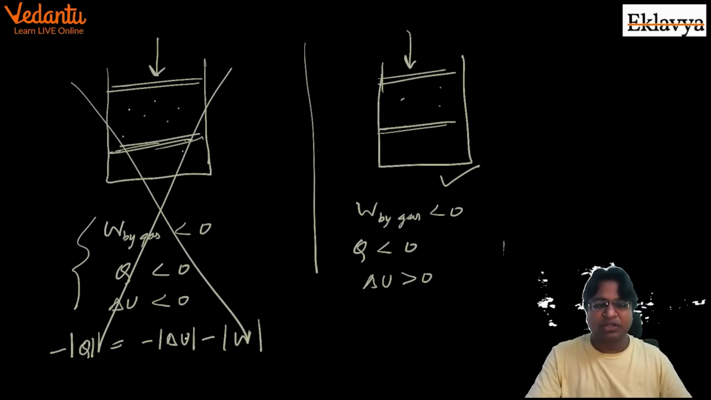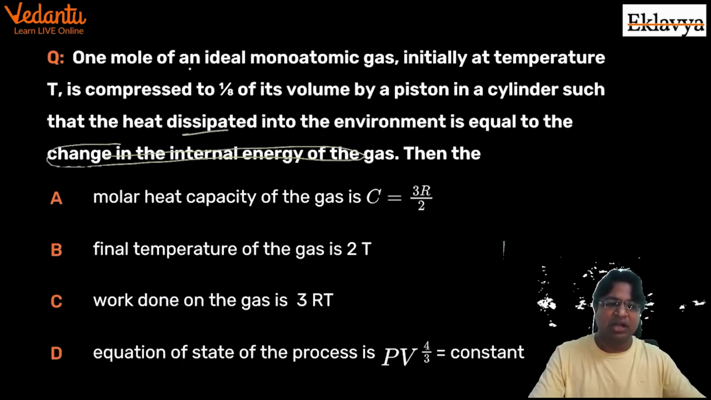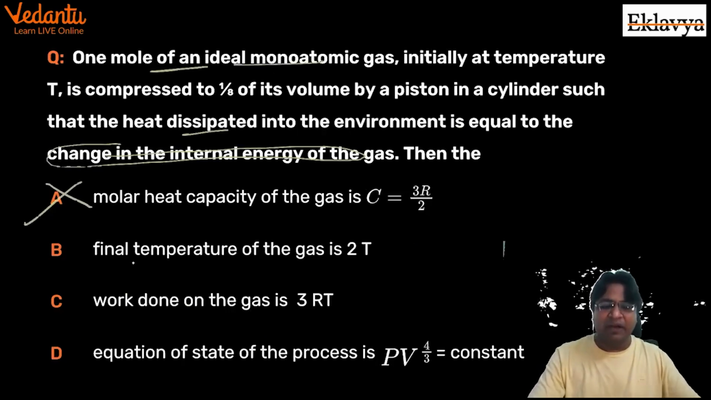So the process that we are doing, C is equal to minus Cv, or we can say that C is equal to minus 3R by 2, because it's a monatomic gas. It is given that it's an ideal monatomic gas. So the molar heat capacity of the gas is, this is wrong, there should be a minus sign here. Final temperature of the gas.